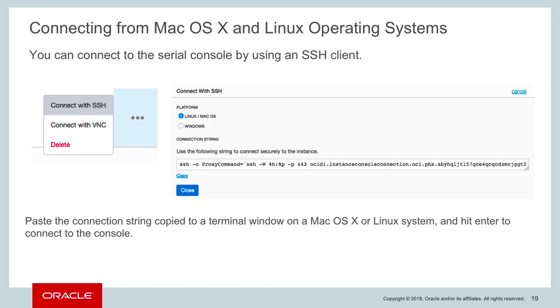So if you choose to connect with SSH, you can see there's Linux, Mac OS. That's the platform that you are using on your own laptop or your own desktop to get access to the server. If you're using Windows, you're going to have a command, which is a PowerShell command that you can execute in order to get access to the server, right? So you can copy that string that's presented to you, and then you can execute it, just hit enter, and then connect to the console.